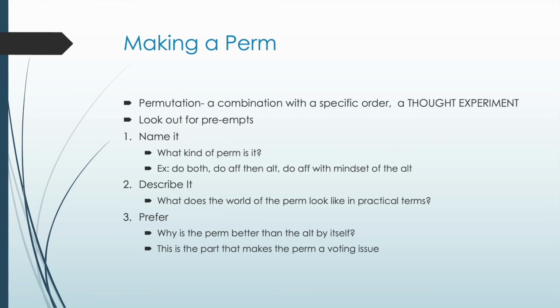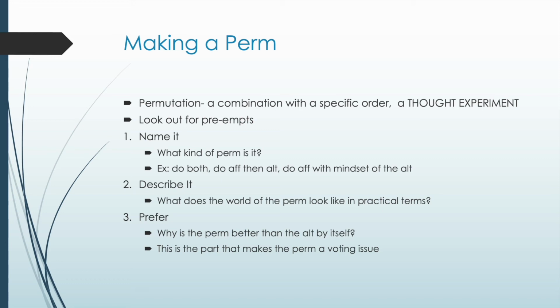So now let's talk about perms. A permutation, definitionally, is a combination with a specific order. You might have heard this in math class or logic class or anything like that. A permutation is just a combination with a specific order. In the context of debate, a permutation is a thought experiment. It is a hypothetical claim. Why can't the alternative and the affirmative exist in the same world? It is not a new advocacy.